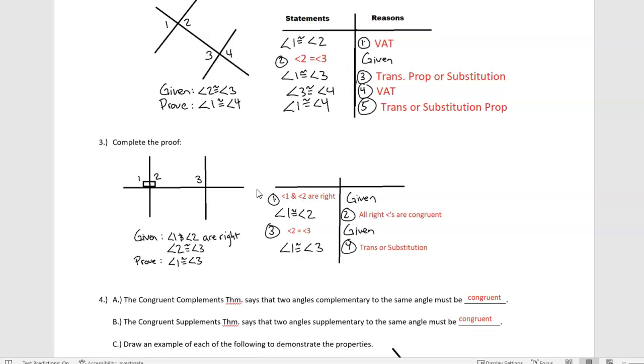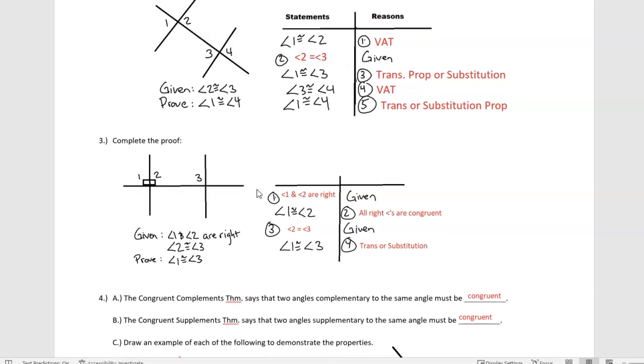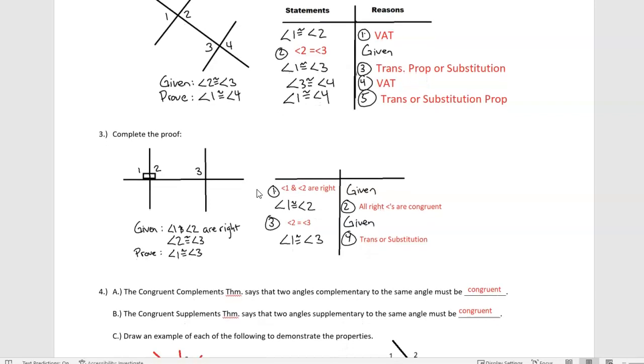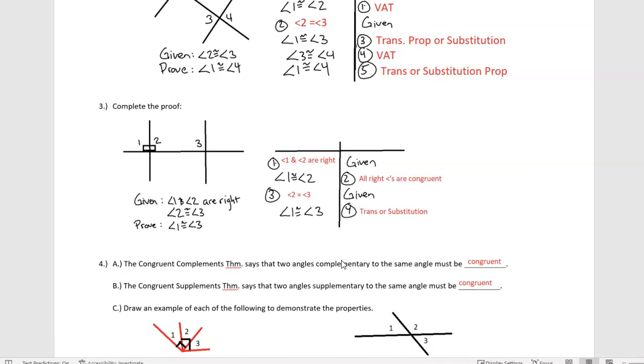So 1 and 2 are right, given. Therefore, 1 is congruent to 2 because all right angles are congruent. Next, we have 2 is congruent to 3, which is the other given. It's listed under the given. And next, 1 is congruent to 3. Why is that? Well, 1 is to 2 and 2 is to 3, so 1 is connected to 3. A train of thought, transitive property. Or you can think about erasing the 2 and putting in a 3. So that could be substitution.